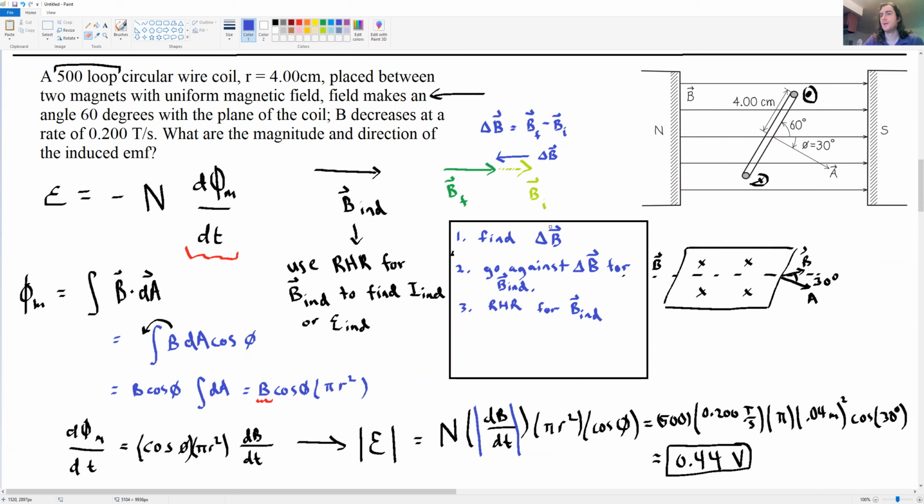Okay. Questions about that one? I believe that fully answers the question now, right? Oh no, sorry. We've figured out the direction of the induced current, but we haven't figured out the direction of the induced EMF. We need the direction of the induced EMF.